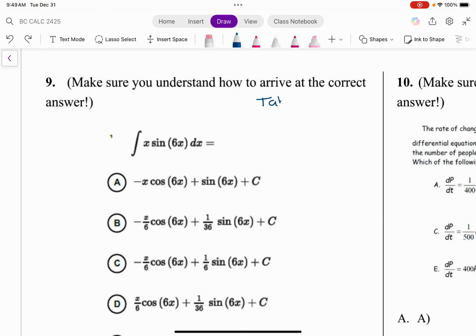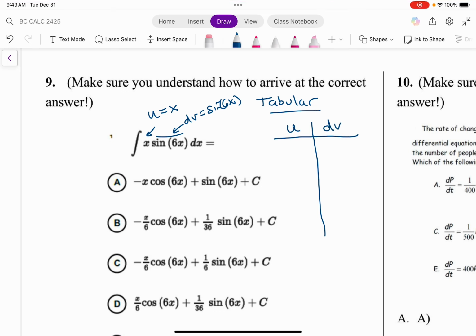So tabular, which is a shortcut to integration by parts, works like this. I'll let x be my u, and I'll let sine of 6x be my dv. Okay, because we want our u column to be something that eventually becomes a 0. So u and dv. So I put an x and I put a sine of 6x. And I start taking derivatives until I get down to 0. I start taking antiderivatives until I get down to the row of 0.